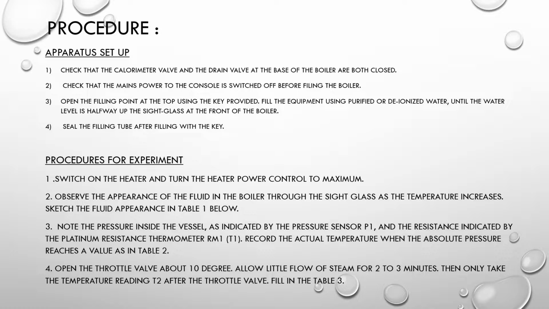Open the throttle valve about 10 degrees. Allow little flow of steam for 2 to 3 minutes. Then only take the temperature reading T2 after the throttle valve. Lastly, fill in table 3.